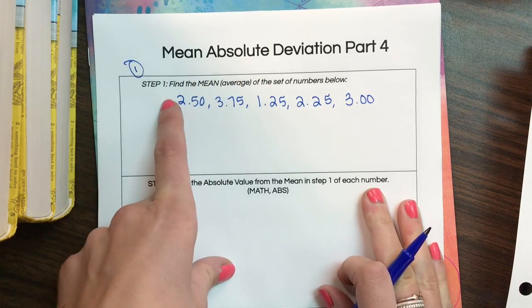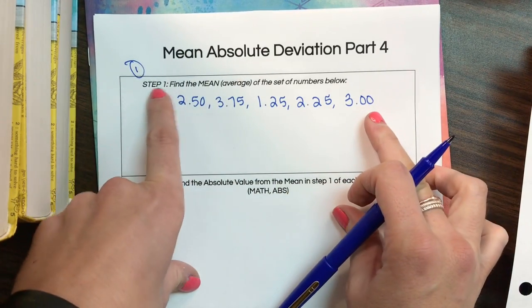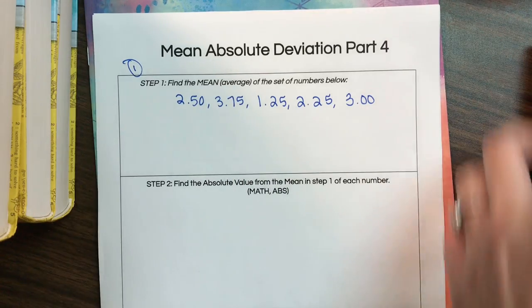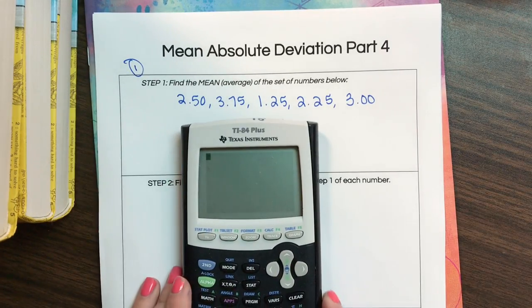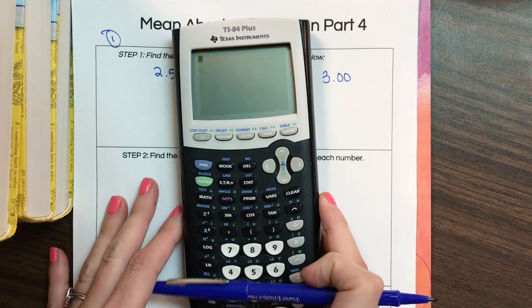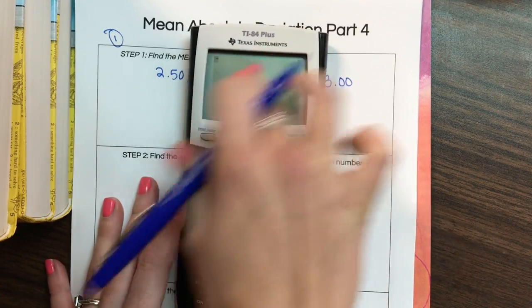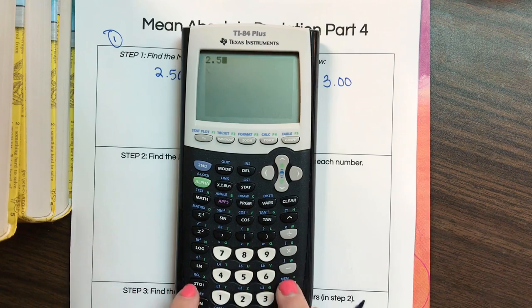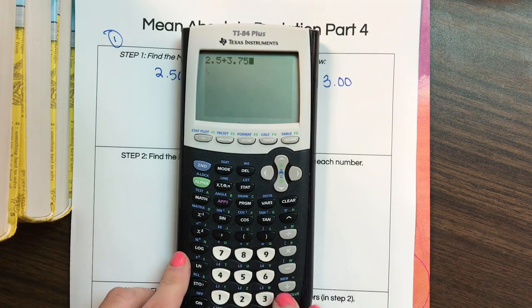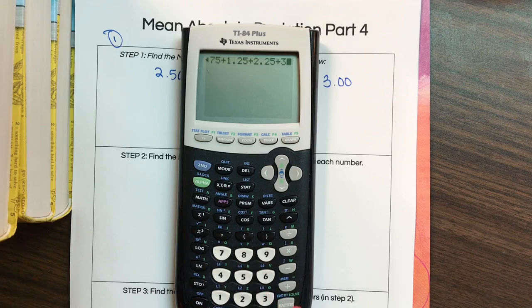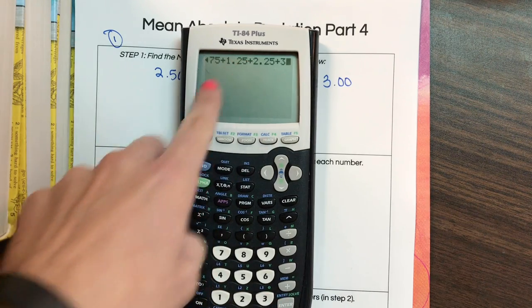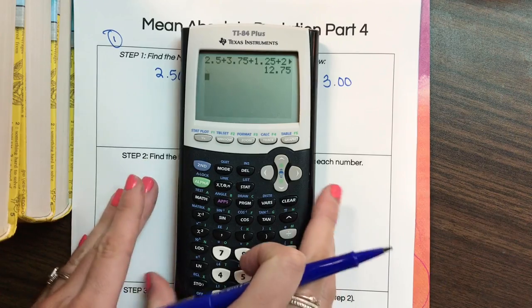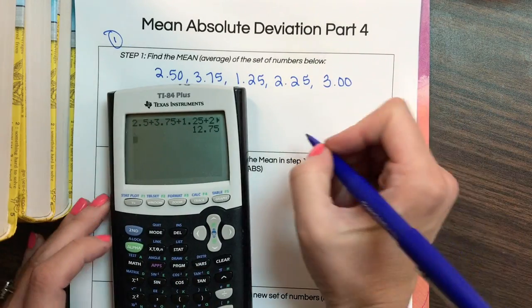Okay, so when we're doing mean absolute deviation, here's my set of numbers. Step 1 is to find the mean or the average. So I am going to get the calculator, and I'm going to type them all in. The first step with mean is adding them all up. So 2.5 plus 3.75 plus 1.25 plus 2.25 plus 3. And I always hit enter. I know the next step is to divide, but I always hit enter first to get the total. Sometimes that helps, just to write that down.